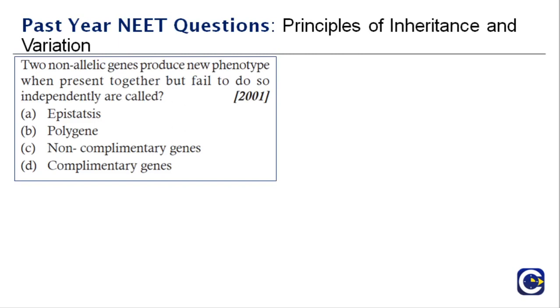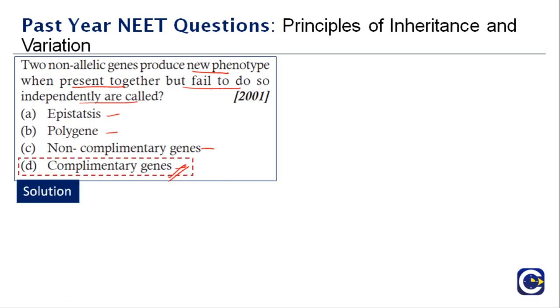So let's start. The first question is, two non-allelic genes produce new phenotype when present together but fail to do so independently are called what? So they produce new phenotypes when they are present together but fail to do so independently. Epistasis, polygene, non-complementary genes or complementary genes? The answer is complementary genes. So the complementary genes produce new phenotypes when they are present together but they fail to do so independently. Okay. So the right answer is D, complementary genes.